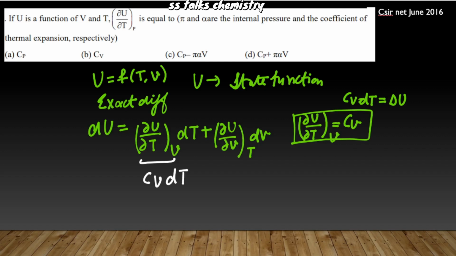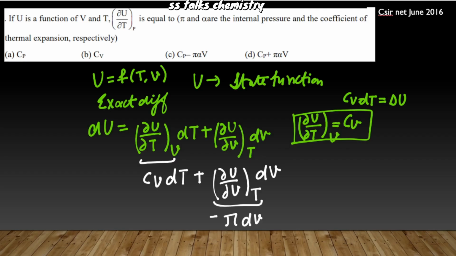So this replacement we can make: dU is Cv into dT plus del U by del V at constant temperature into dV. Like this we can write it. Now the next, del U by del V at constant temperature, is nothing but your pi value, which is the internal pressure. So it will become pi into dV plus Cv into dT. This is equal to dU so far.